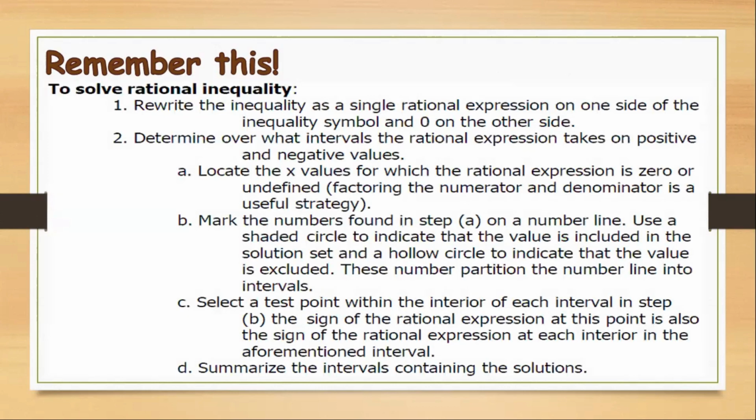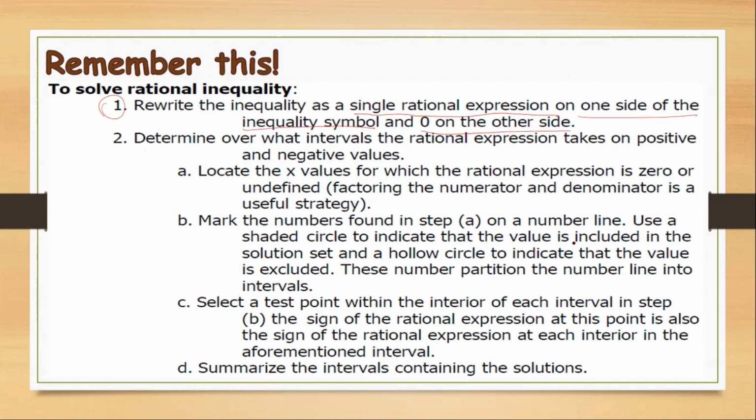Okay? Also, to solve rational inequality, we have these steps. Rewrite the inequality as a single rational expression on one side of the inequality symbol and 0 on the other side. So take note of this first step. This is very important. Then, determine over what intervals the rational expression takes on positive and negative values. Locate the x values for which the rational expression is 0 or undefined, and mark the numbers found in step A on a number line. Use the shaded circle to indicate that the value is included in the solution set, and the hollow circle to indicate that the value is excluded.